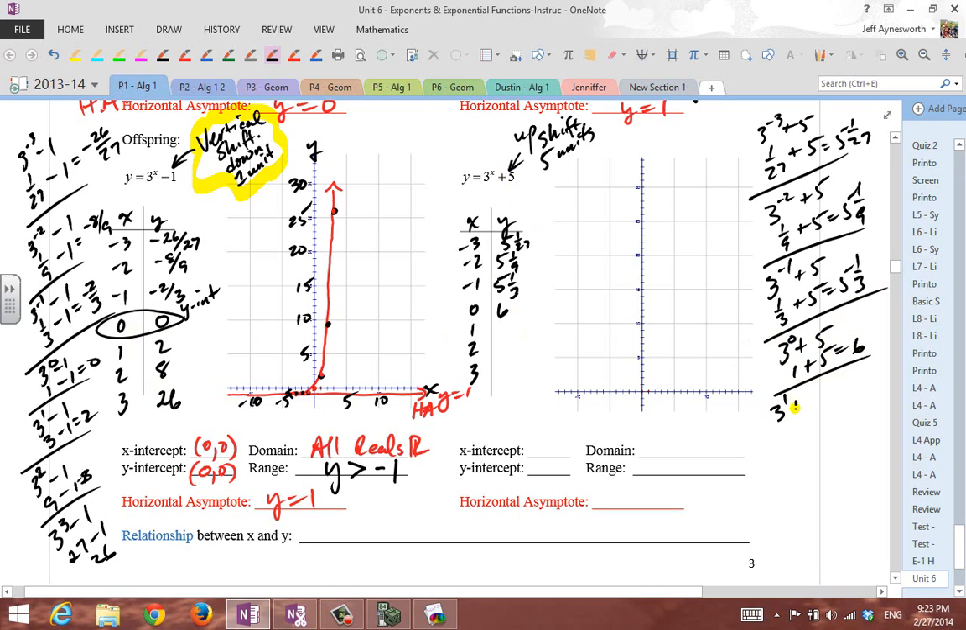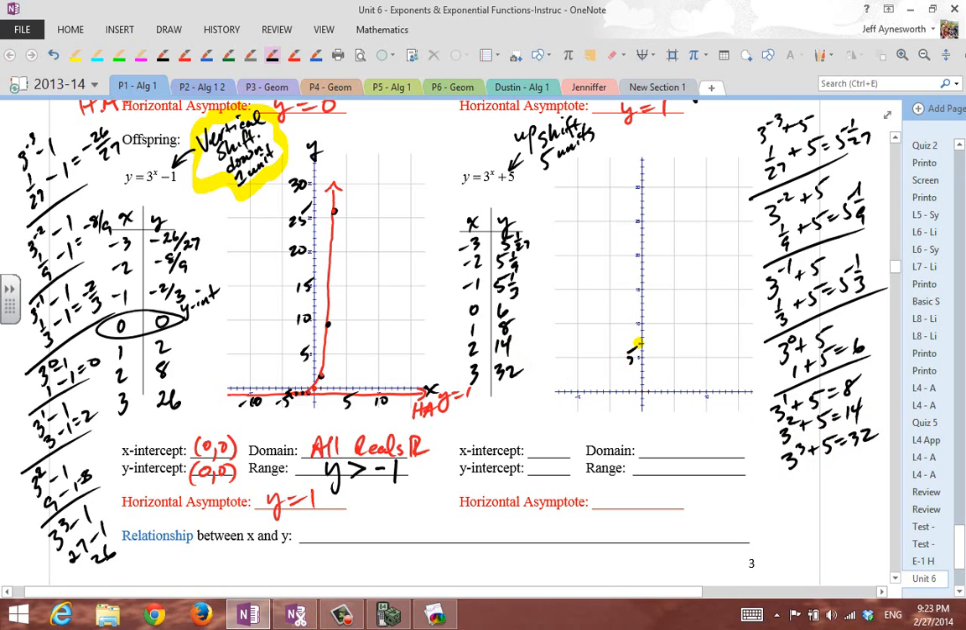So 3 to the first plus 5 is 3 plus 5, or 8. 3 squared plus 5 is 9 plus 5, 14. 3 to the third plus 5 is 27 plus 5, 32. So you don't even need a calculator there. All right, so there you go.